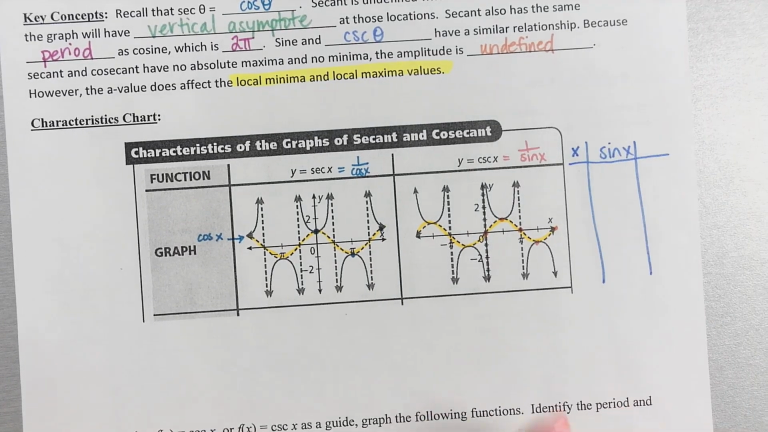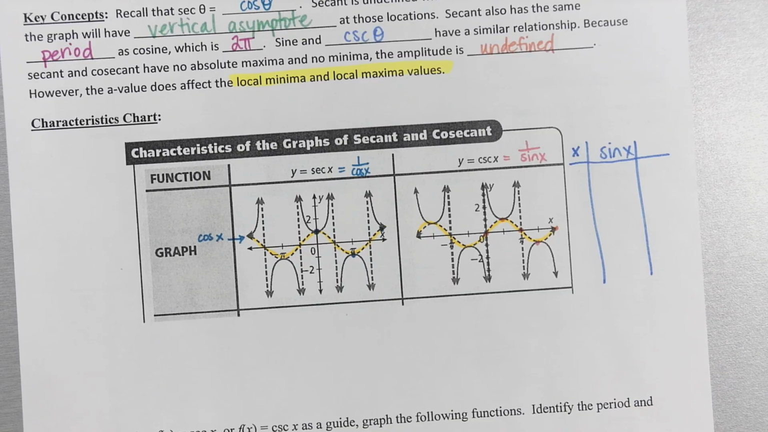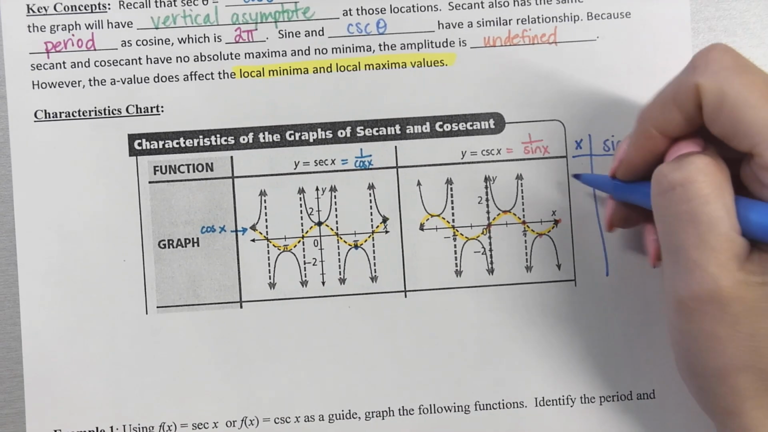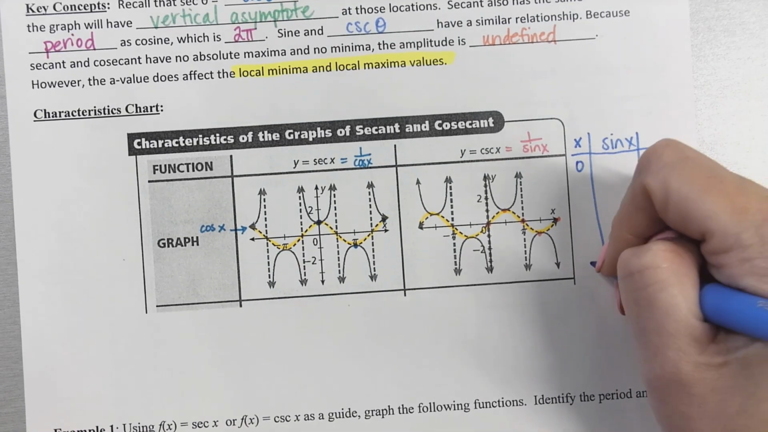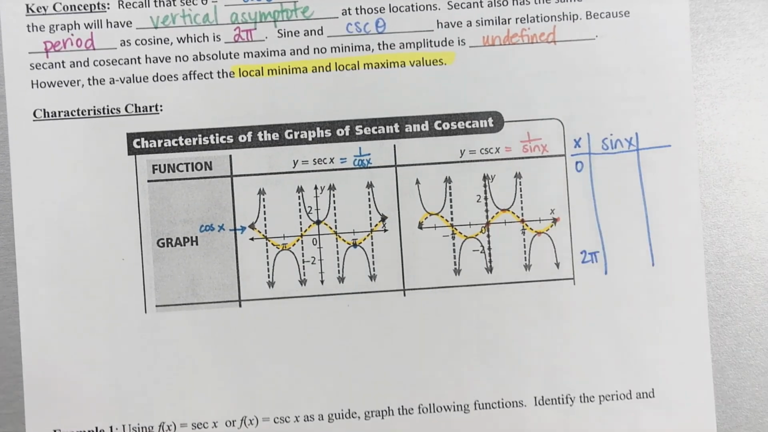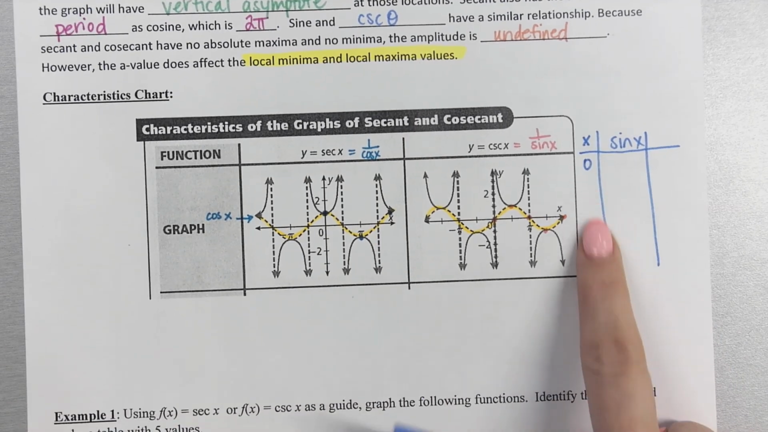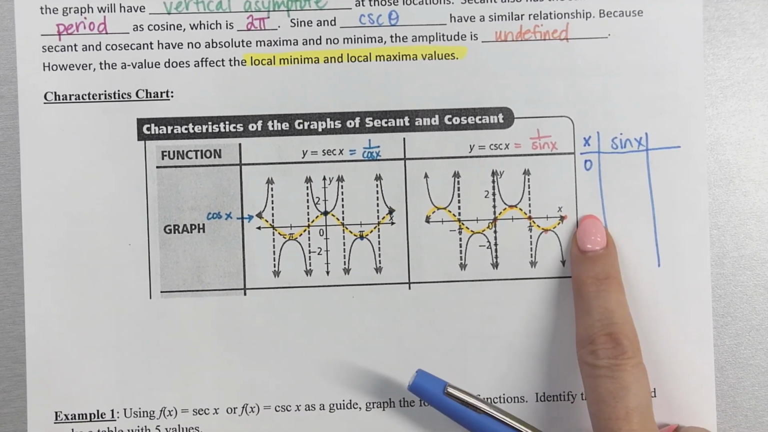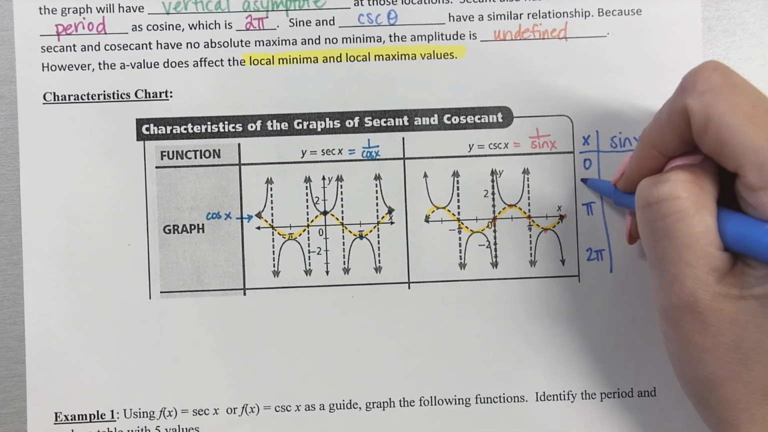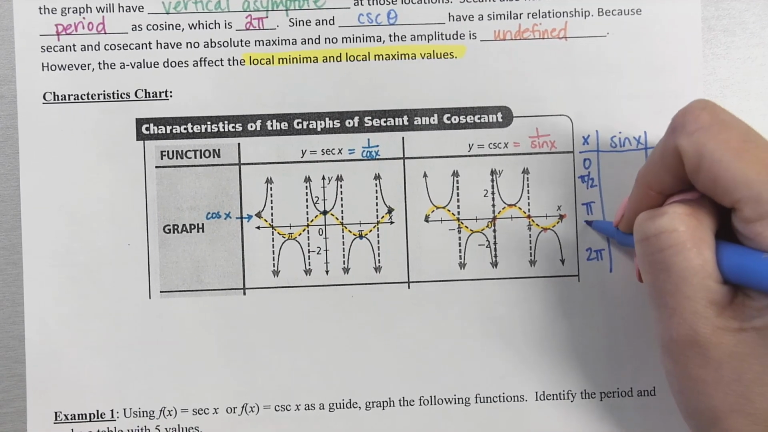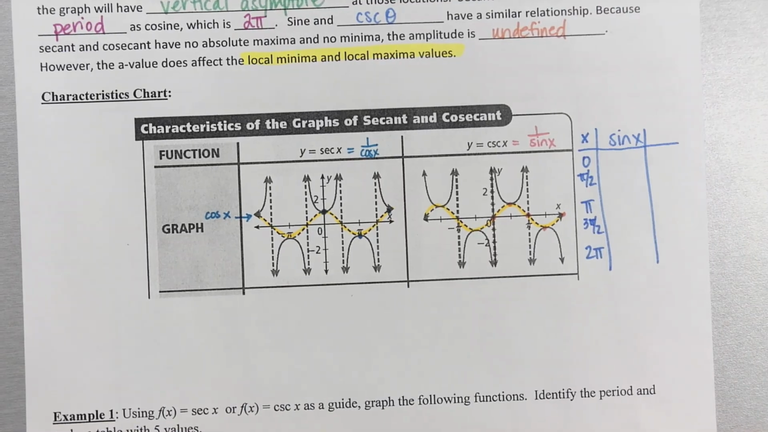So remember when we did our chart for the sine, we started at 0. Do you guys remember what the last x value was? 2 pi. Caleb, put the calculator away. Okay, so 0 to 2 pi, and then what goes in the middle? Pi. And then halfway, pi over 2. And then halfway, 3 pi over 2.